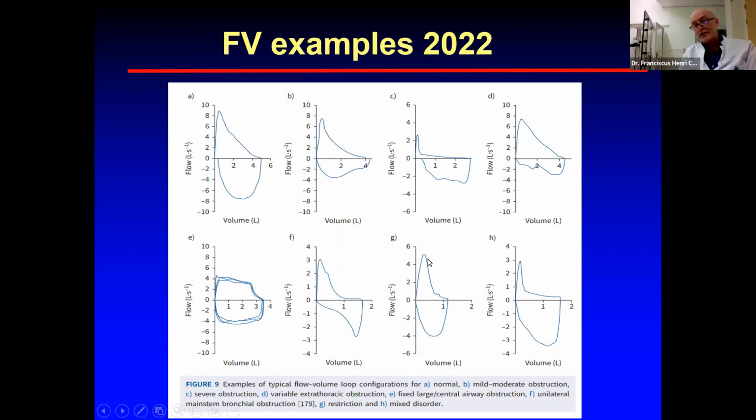Restrictive is also something which people do know. But this one here is marked with the horizontal scale 1 to 2 and not 1 to 4, which is normal. And also this concave pattern. This is a mixed disorder as well, obstruction as well as restriction. If you want more details, I would say read the document, and then you can find much more details.